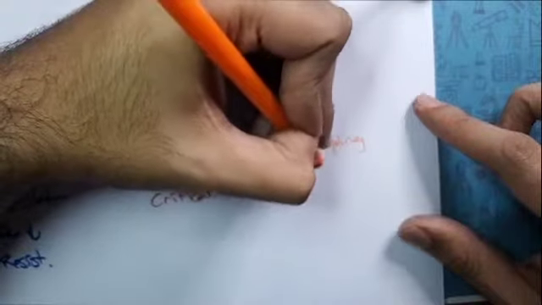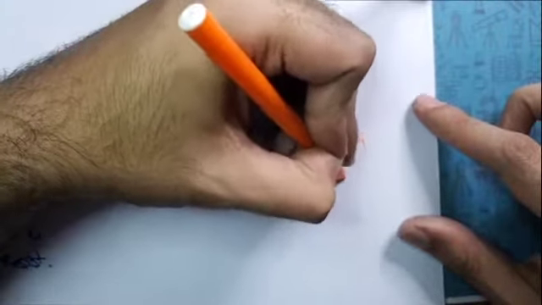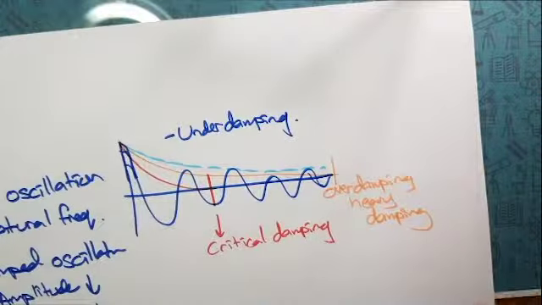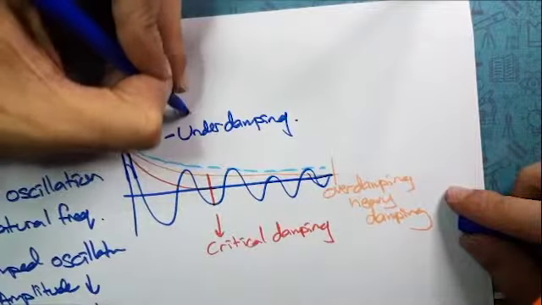Overdamping, or it's also called heavy damping. And underdamping can also be called... come on, Maqsad? No idea actually. Light damping.